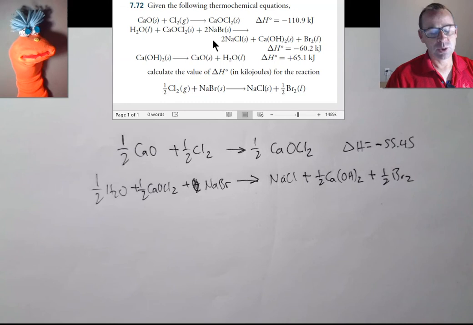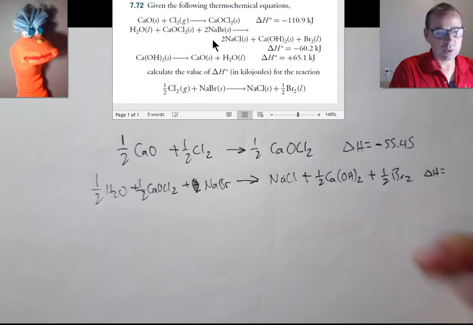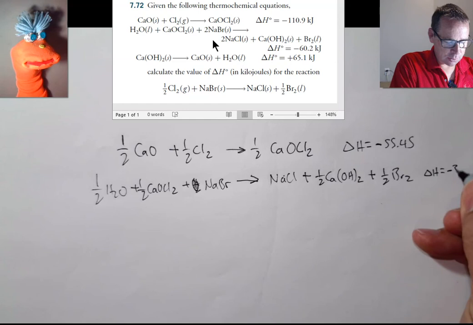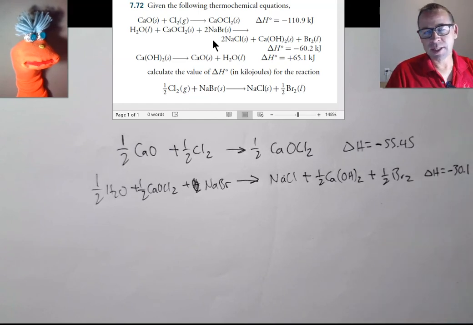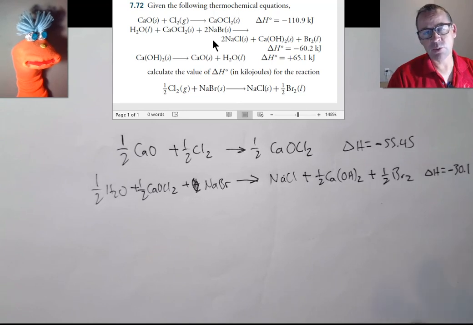Yeah. So what's the delta H associated with this equation? It's like negative 30.1, right? That's right, just divided by 2, so negative 30.1. And notice I didn't change the signs there, right? Because you only change the signs if you're reversing the reaction.